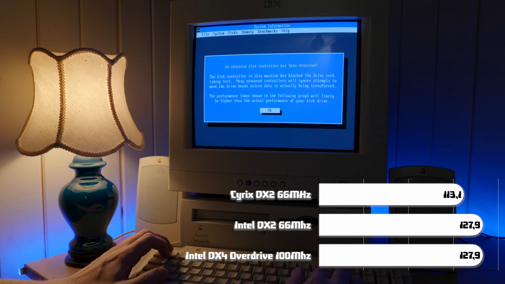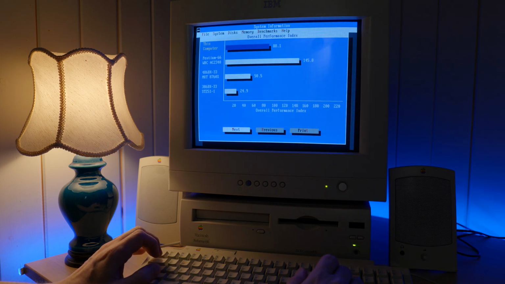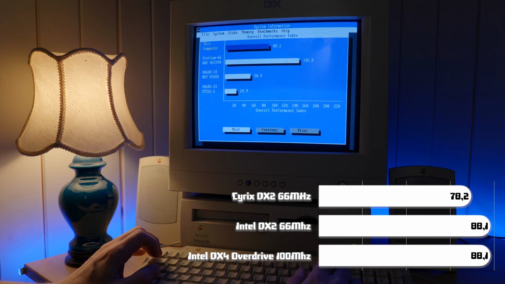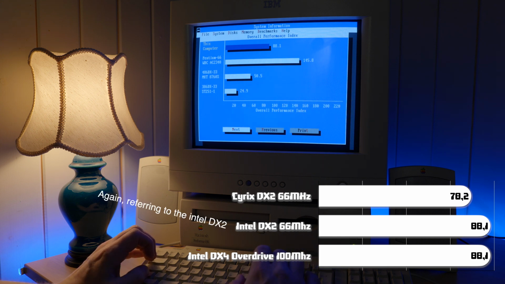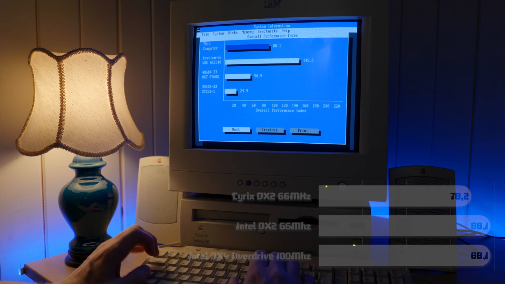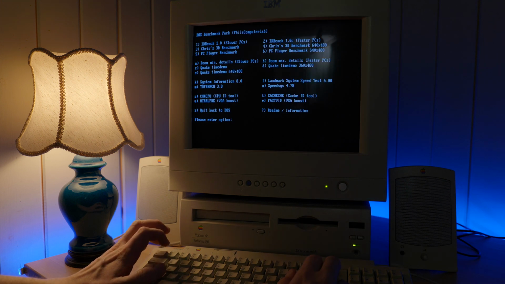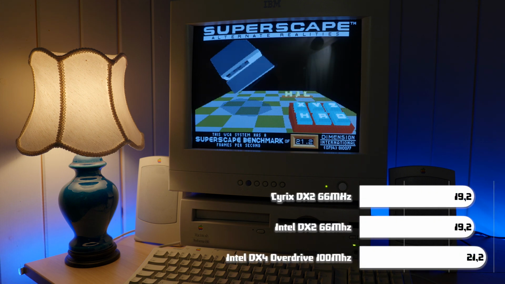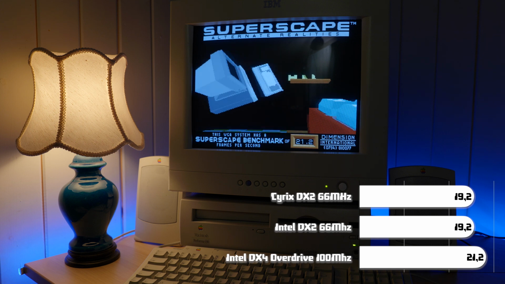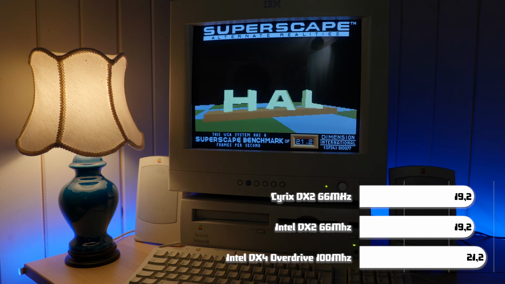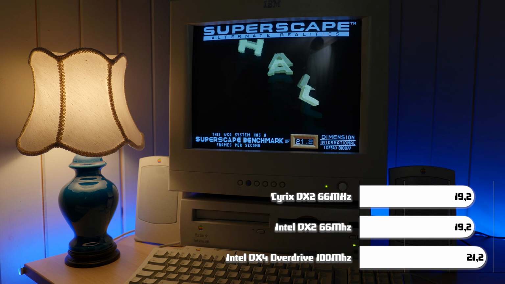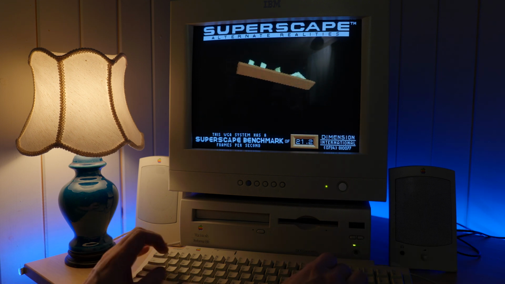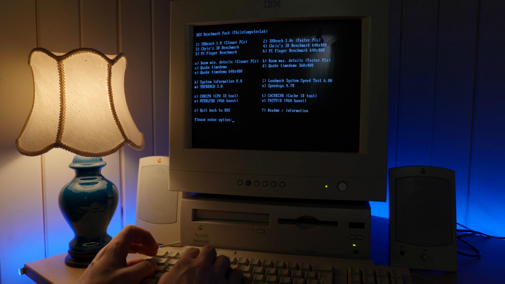Disk speed shouldn't be any different. Yeah, it's exactly the same. And that's the same. So that's interesting. This benchmark doesn't seem to indicate any higher speed than the 66 megahertz 486. So let's try 3D Bench. Okay, so that's a little bit better. I think we were at 19.2 before. So yeah, we got about 10% improvement there. So that's interesting.